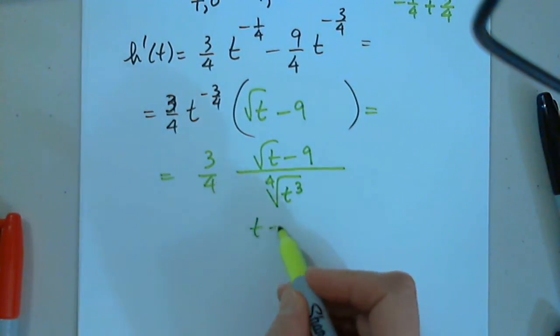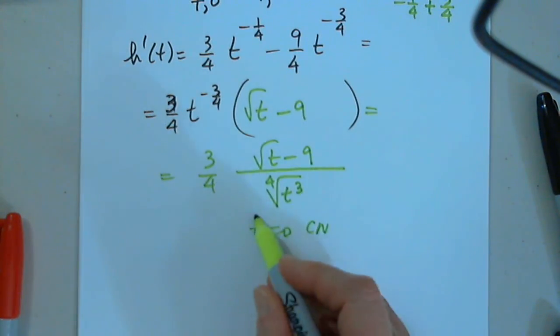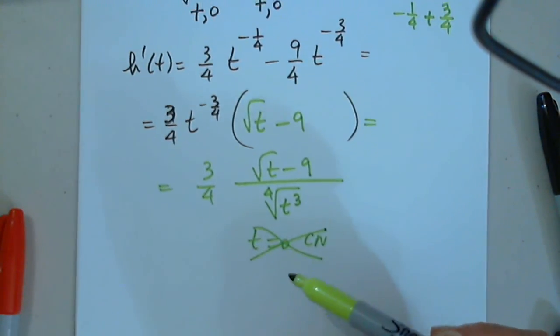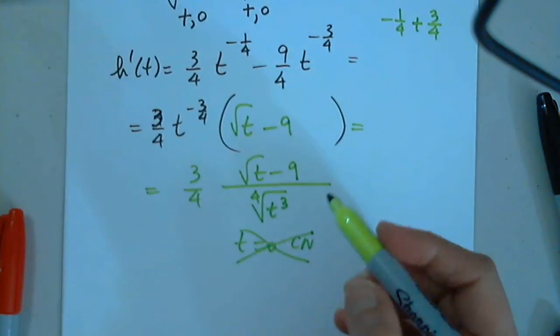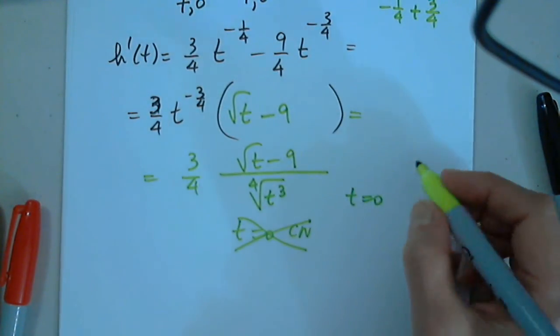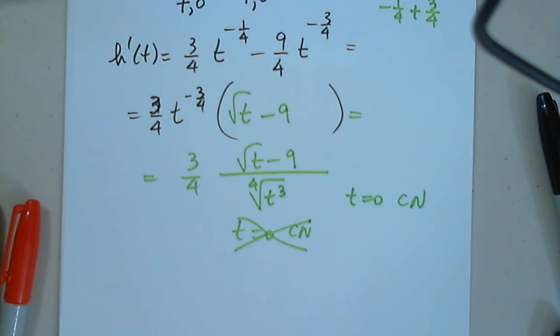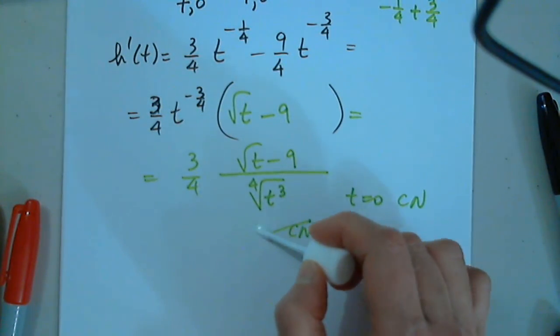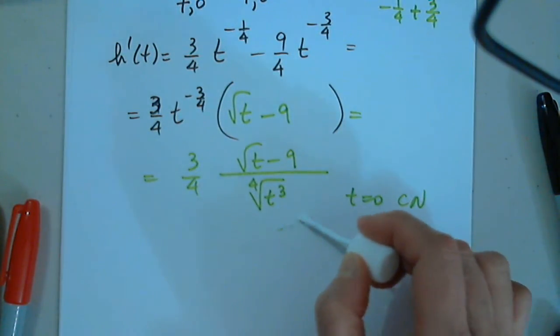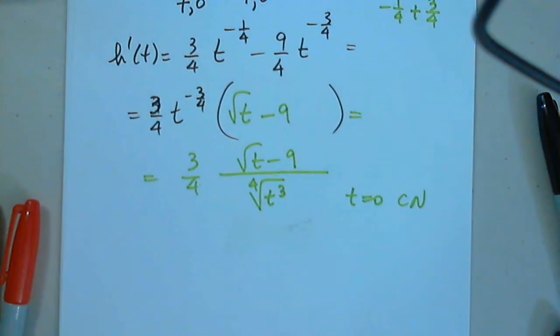So t equals 0 is not a critical number. Why? Because the function, sorry, it is a critical number. The function is defined there. As long as the function is defined, it is a critical number. Sorry, I rushed before I looked again. It's good that I always check myself.